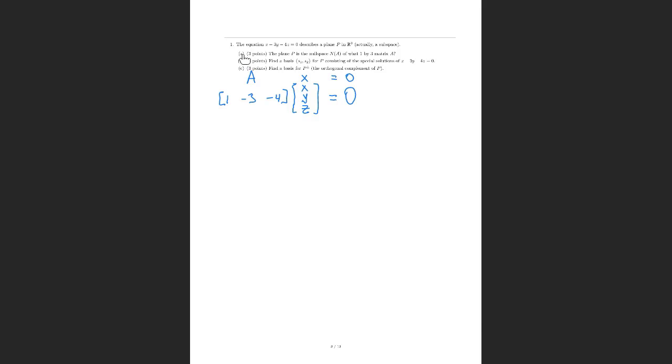So that's what they'd be referring to in part A, that the plane described by this equation is really the null space of this 1 by 3 matrix, 1, -3, and -4, okay? So then, getting the basis of the plane by finding the special solutions. That would just be the process of parameterizing the solutions. In this case, you have two free variables.